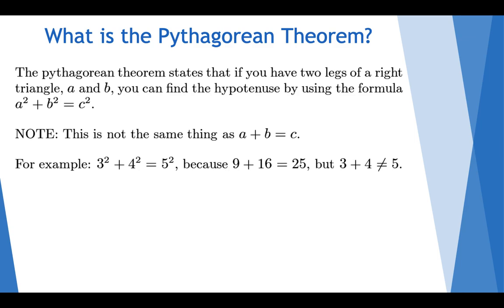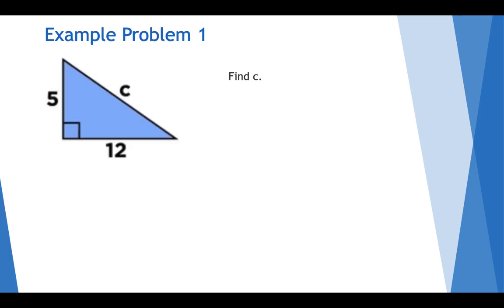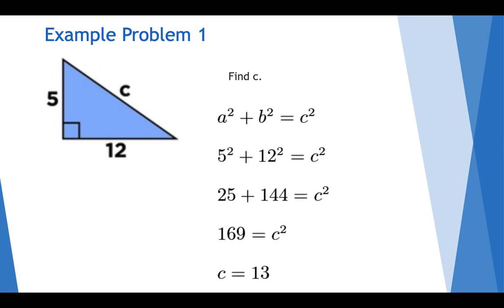Okay, so why is this useful, and what sort of problems can it help us solve? Well, we have this right triangle here with legs 5 and 12, and we want to find the hypotenuse, which is labeled as c. So we could just use a direct application of the formula. If a squared plus b squared equals c squared, then 5 squared plus 12 squared equals c squared. 5 squared is 25. 12 squared is 144. So c squared equals 25 plus 144, which is 169. Now taking the square root of both sides, we get that c is equal to 13.